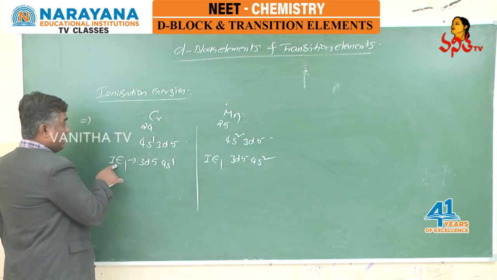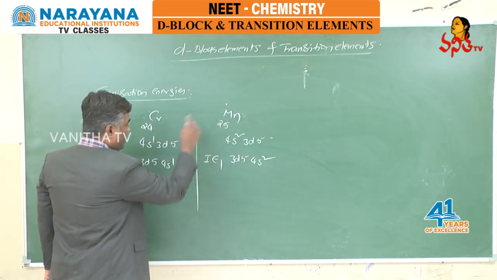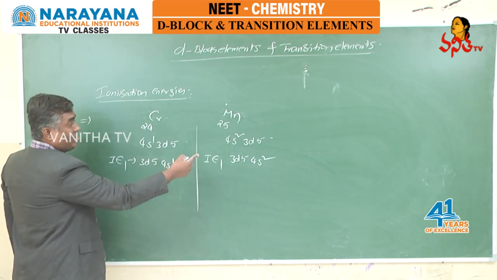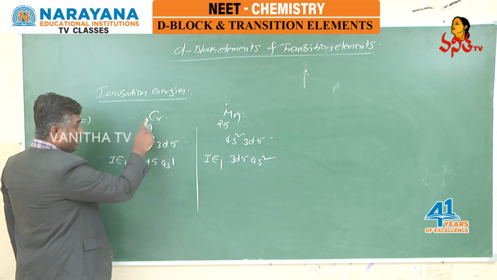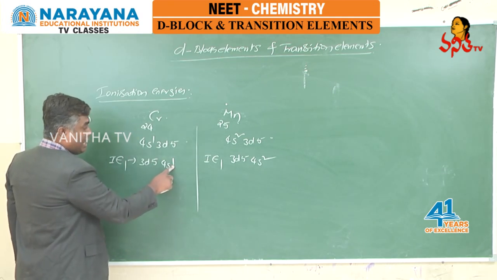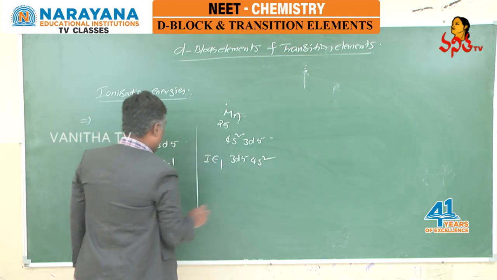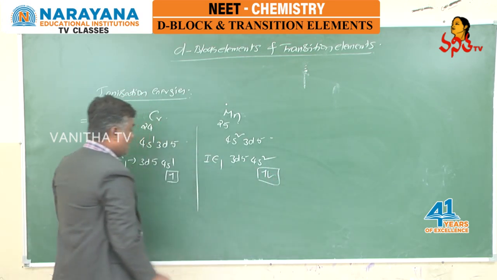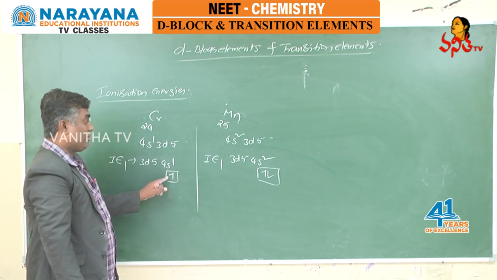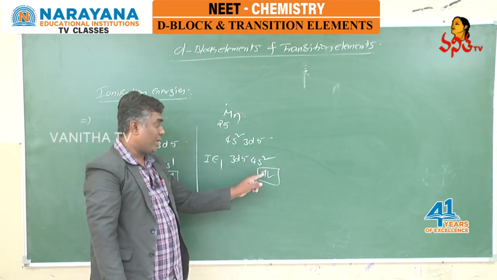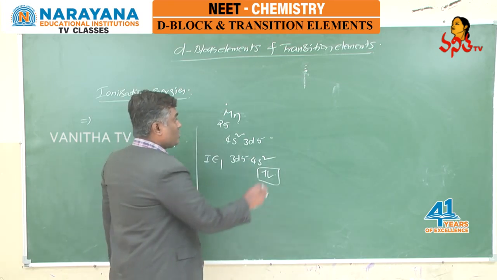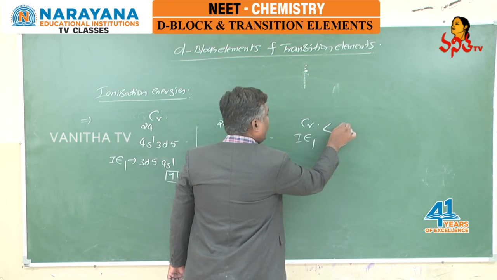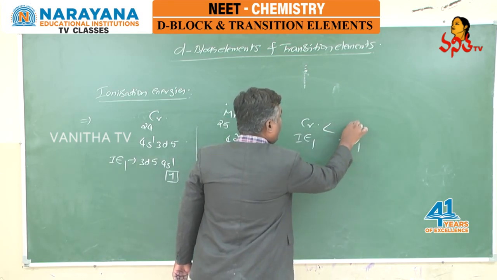See, this is IE1 of chromium, this is IE1 of manganese, and here IE1 of manganese will be more than chromium. Reason is in chromium outermost electron is unpaired, whereas in manganese it is paired. You can see, right? And we know that it is easy to remove unpaired electron, whereas in manganese from paired electron it is difficult to remove. So we can write IE1 of chromium is less than IE1 of manganese.